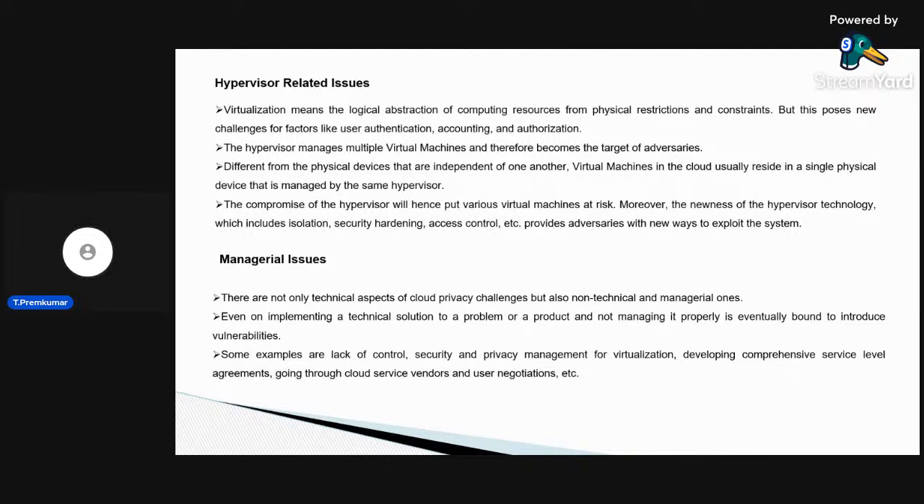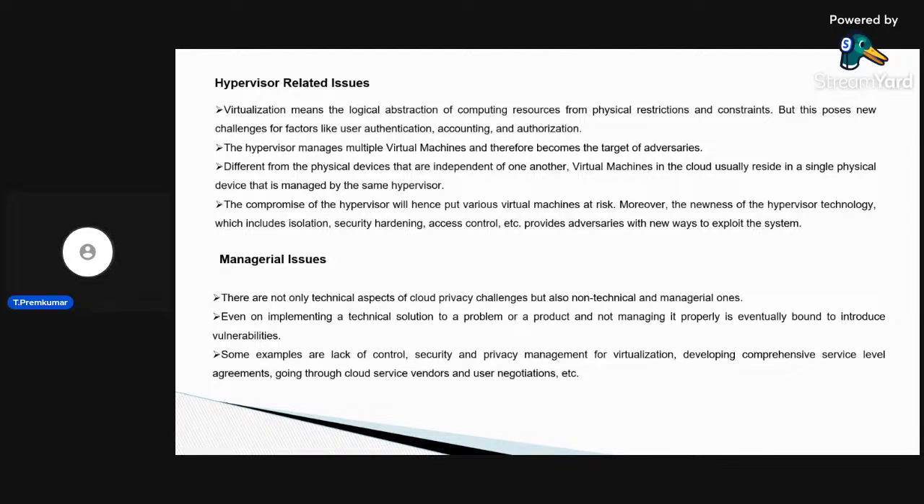Then the hypervisor-related issues. This is the case of virtualization, where computing resources are freed from physical restrictions and constraints. But this poses new challenges for factors like user authentication, accounting, and authorization. Different from physical devices that are independent of one another, virtual machines in the cloud usually reside in a single physical device that is managed by the same hypervisor. The compromise of the hypervisor will hence put various virtual machines at risk.